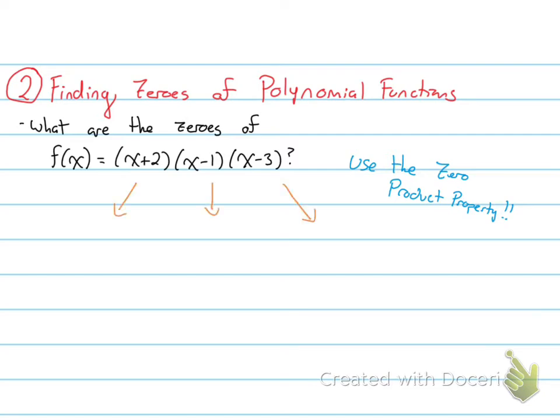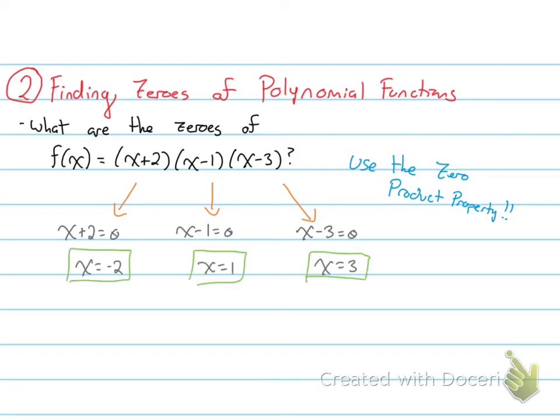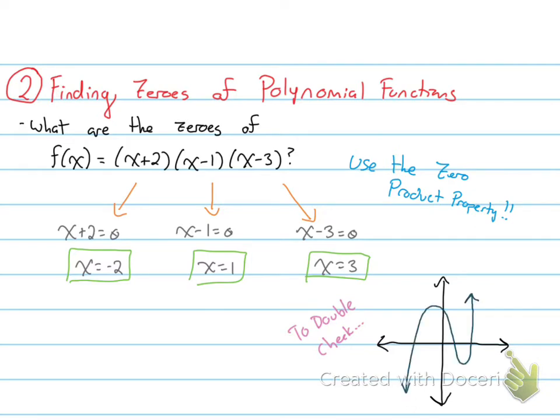So I'm going to separate all of these terms out. I'm going to set x plus 2 equal to 0, x minus 1 equal to 0, and x minus 3 equal to 0. So solving for x in each of these, x could equal negative 2, 1, or 3, and those would be all of my possible zeros. If I wanted to double check this, if I plugged this function into a graphing calculator, I would see for this cubic function, I crossed the x-axis 3 times, and those 3 points where I crossed the x-axis are negative 2, 1, and 3.